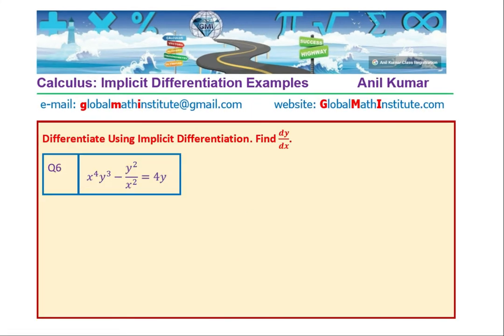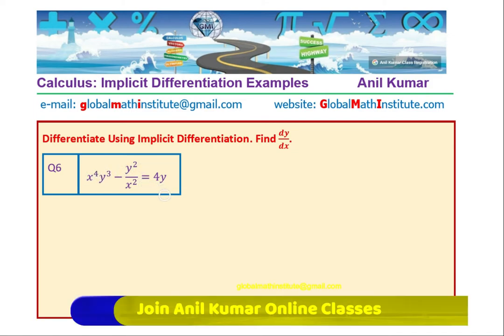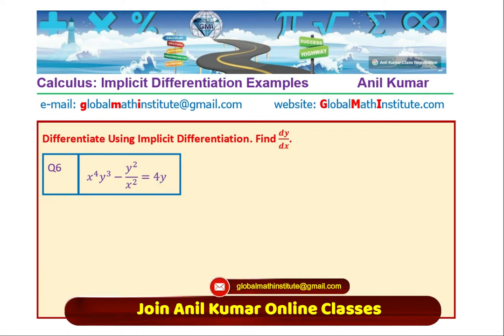So here is the last question, question number 6. x to the power of 4 times y cubed minus y squared over x squared equals 4y. We need to find dy/dx. Product rule and quotient rule, both will be applied to find the implicit differentiation in this particular case. So straight away, let's differentiate with respect to x, right?